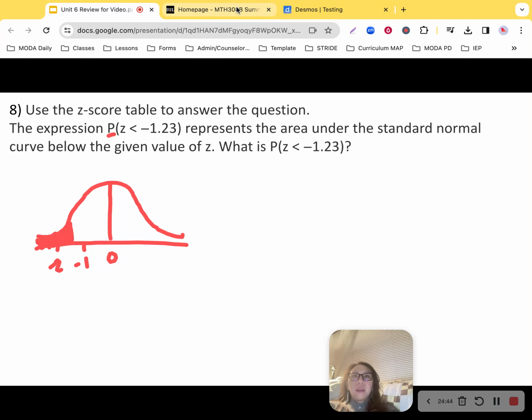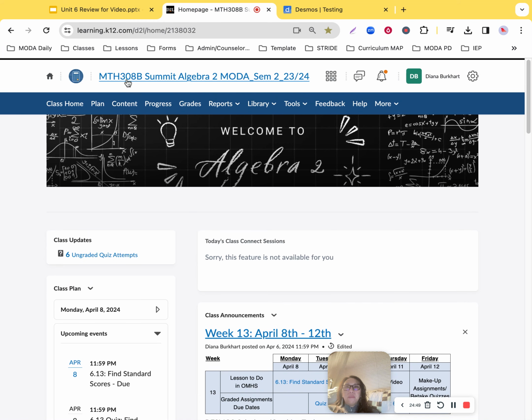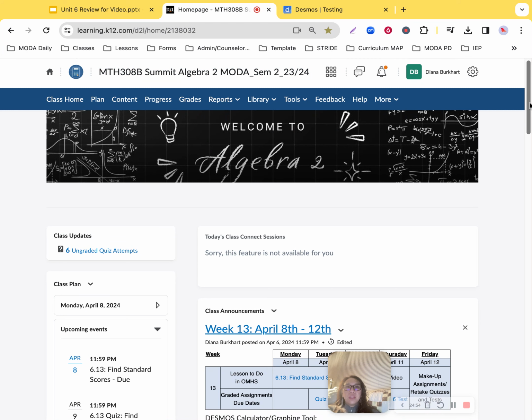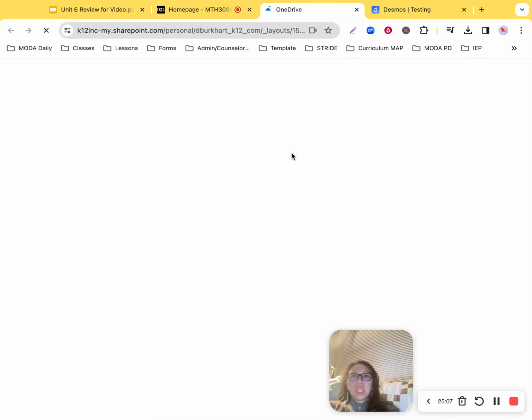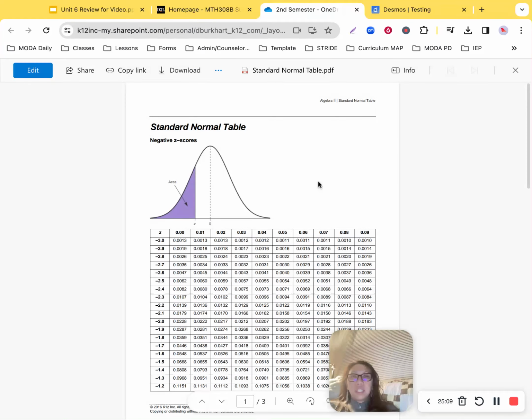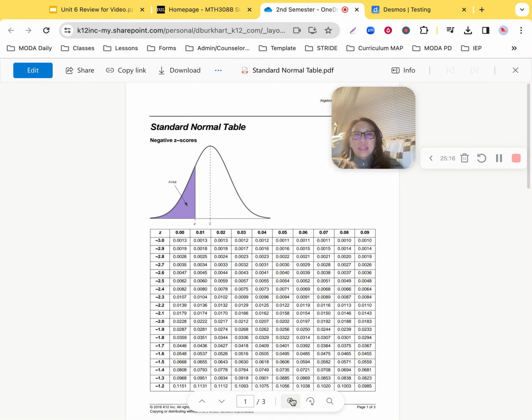So I did link the z-score table here. If you click on your Algebra 2 class, under class home and under class announcements, pull up the z-score table, the standard normal table PDF, and it will show you the table of the z-scores. Using this table, we can look at the area represented by those z-scores.